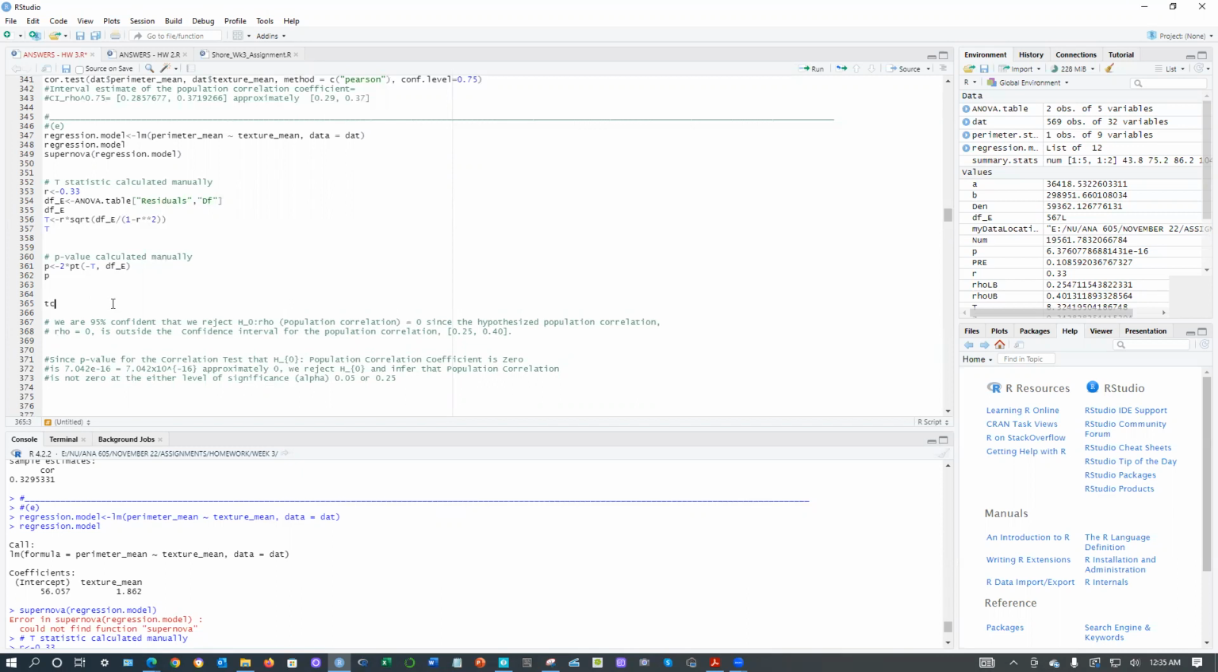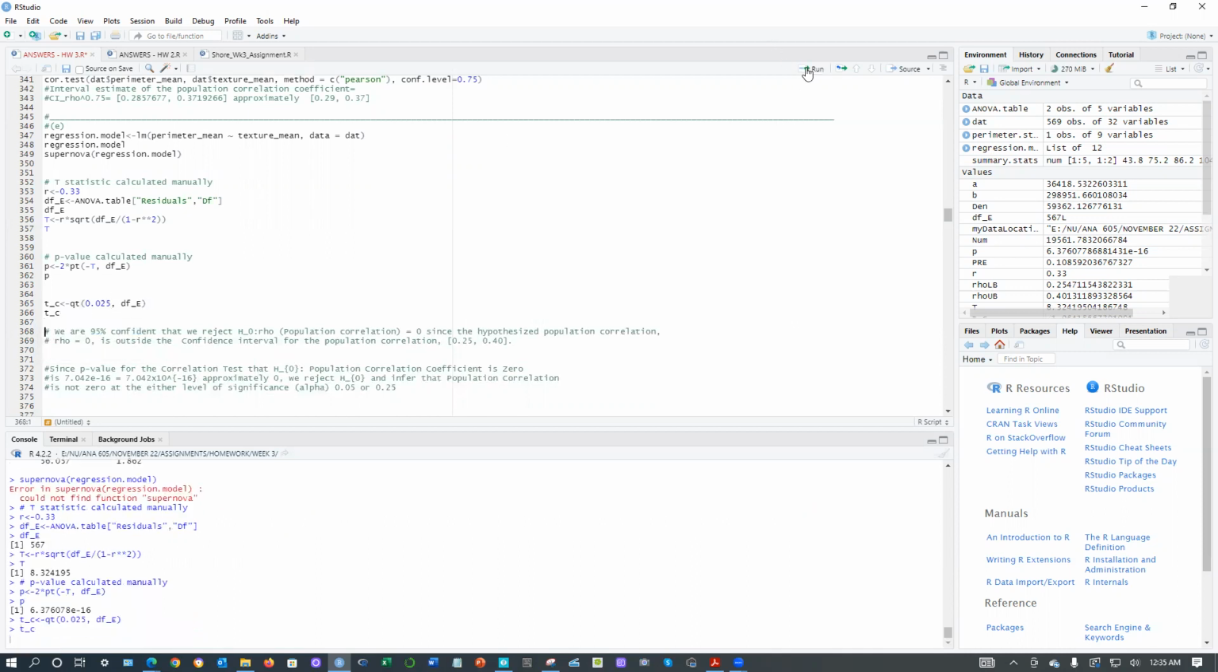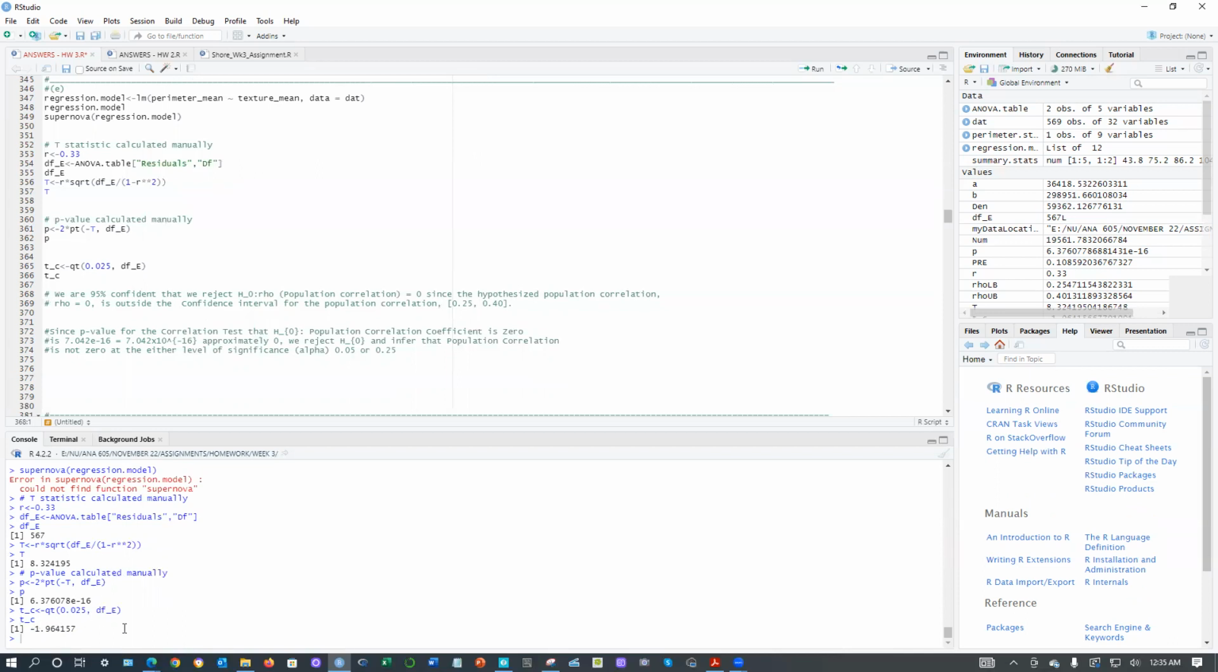T sub C. T sub C is nothing but you get the P. QT, you put the area to the right of 0.025, degrees of freedom, DF underscore E, okay. And recall T underscore C. Negative 1.96, and its positive value you can check. Therefore, that is a negative T sub C. The positive T sub C should be 1.96.